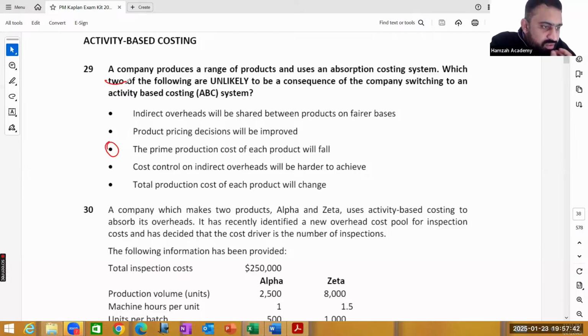Now number four, the cost control of indirect overhead will be harder to achieve. No, if we use ABC, it would be easier to control the overhead. When we know the cause of the overhead in the form of cost drivers and cost pools, it is more likely that we can control the overhead as compared to absorption costing. So the third and fourth statements are correct. These two statements are unlikely consequences of switching from absorption costing to ABC. Got it?